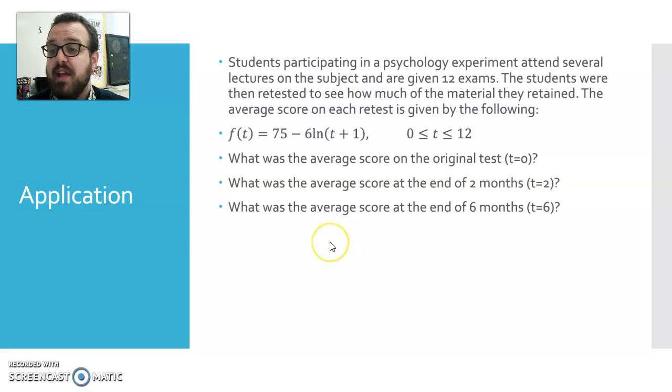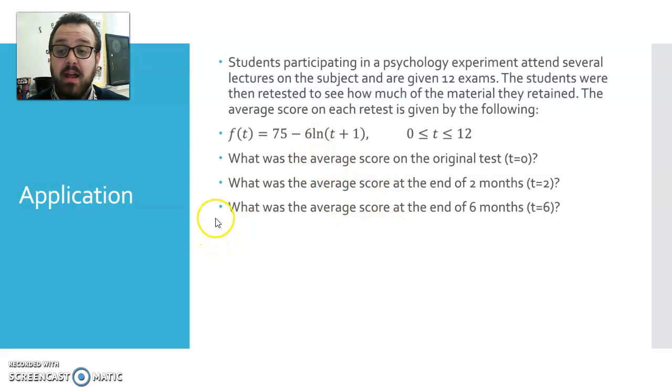So basically what's happening is these kids go to a lecture, and then they're given a test, and then they're given a test 11 more times. So it ends up being 12 tests, and as they go, their scores go down, and we're trying to see how much their scores go down by. Okay, what happens as they go down, all right? So what you guys are going to do is you're going to put in 0, 2, and 6 and see what happens to the score as they go.